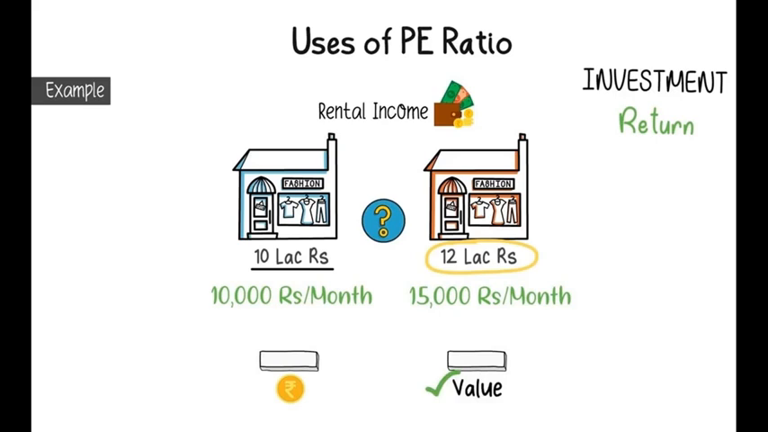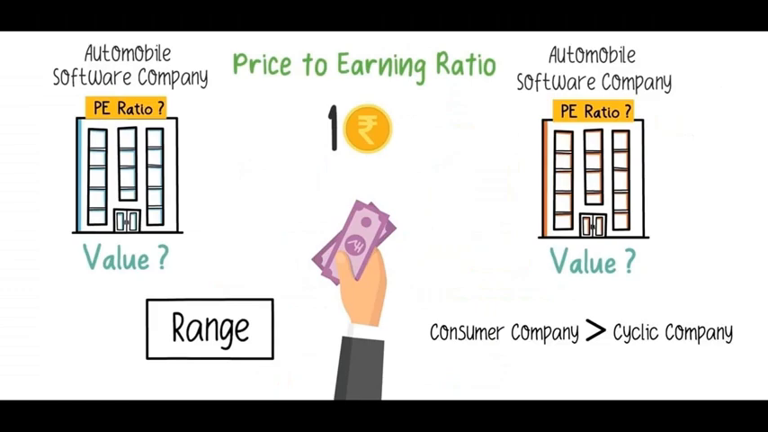While talking about the PE ratio, we talk about the industry PE. For different industries, the PE ratio will be different. For automobile, that is the auto sector, the PE ratio will be different. For consumer companies, the PE ratio will be different. For cyclical stocks like metal stocks, the PE ratio will be different.